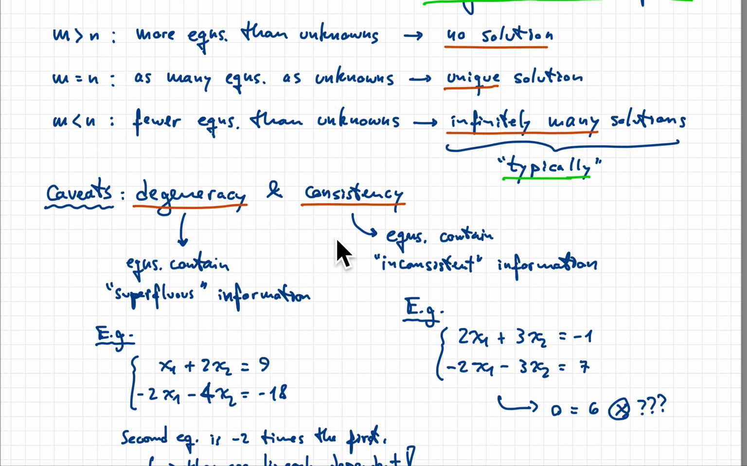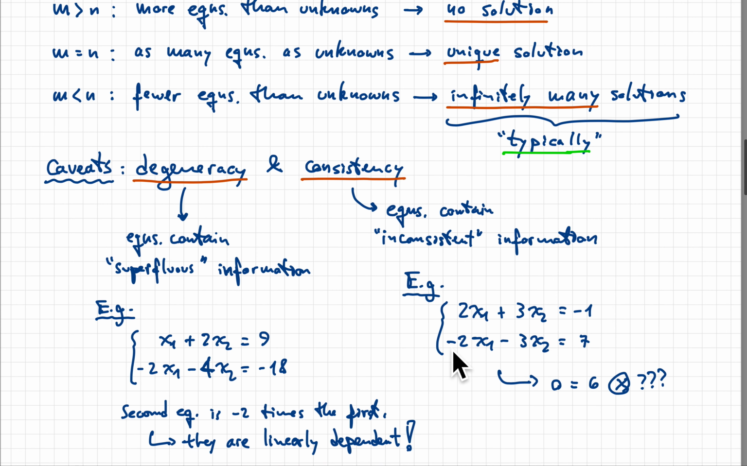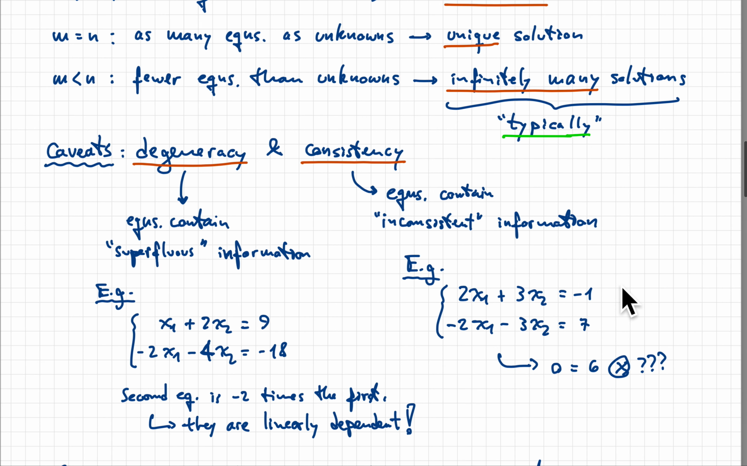Now, the other issue, the issue of consistency, is also very important in that you may have equations that contain inconsistent information. So you may have a situation where your first equation looks like this, 2x1 plus 3x2 equals minus 1, but then the next equation is minus 2x1 minus 3x2 equals 7. Okay, so clearly the left-hand side is the previous one multiplied by minus 1, but then on the right-hand side we have a 7 instead of a 1. And so this is the problem. If you sum those two equations, then you get 0 equals 6. The left-hand side will give you 0, and the right-hand side will give you 7 plus minus 1, which is 6 total.